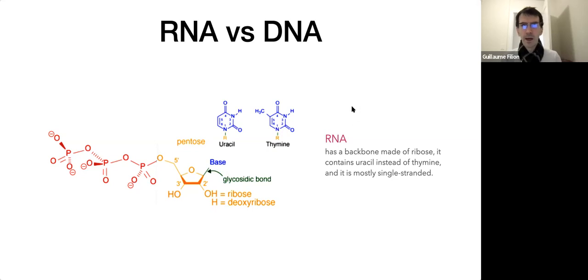So RNA has a backbone made of ribose. It contains uracil instead of thymine, and it is mostly single-stranded. These are the very big differences between RNA and DNA. Uracil, remember, is the same as thymine, except that it's missing this methyl group here. The CH3 that is here in position 5 has been removed from uracil versus thymine.